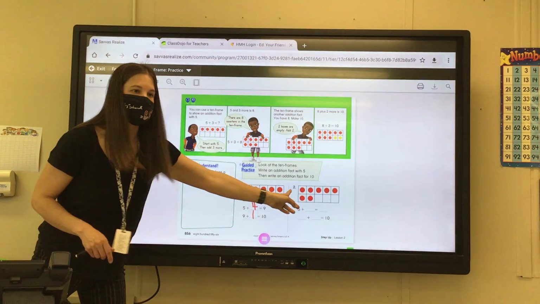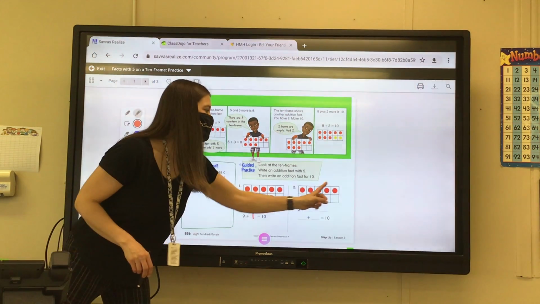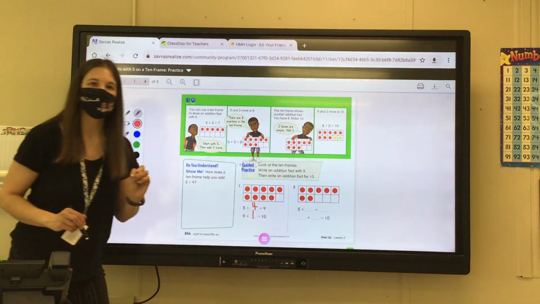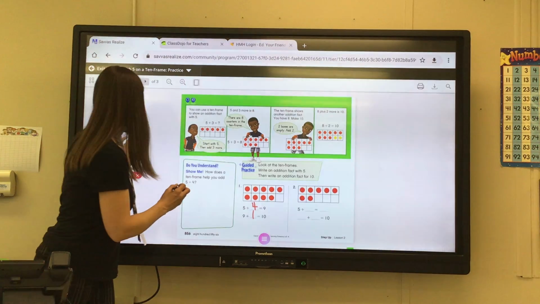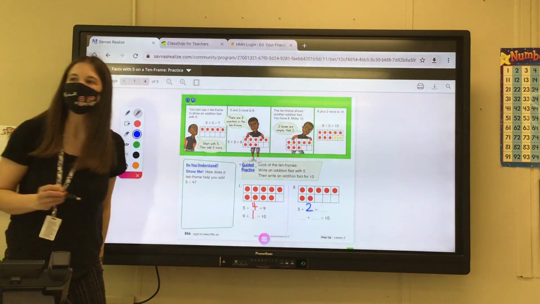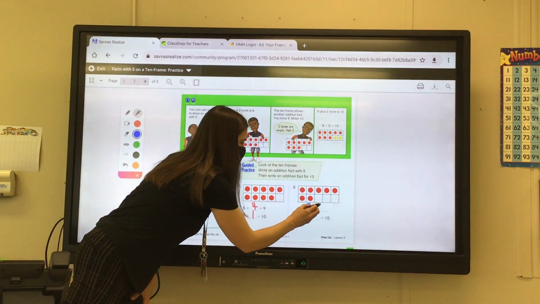Okay, now we're on number 2. All right, Ben, look up here. We're on this one now. All right, how many are in this top row, everyone? 5. How many more did they add to 5? 2. So down here, we're going to put 5 plus 2 equals how many total? How many in all? 7. 5 plus 2 equals 7.